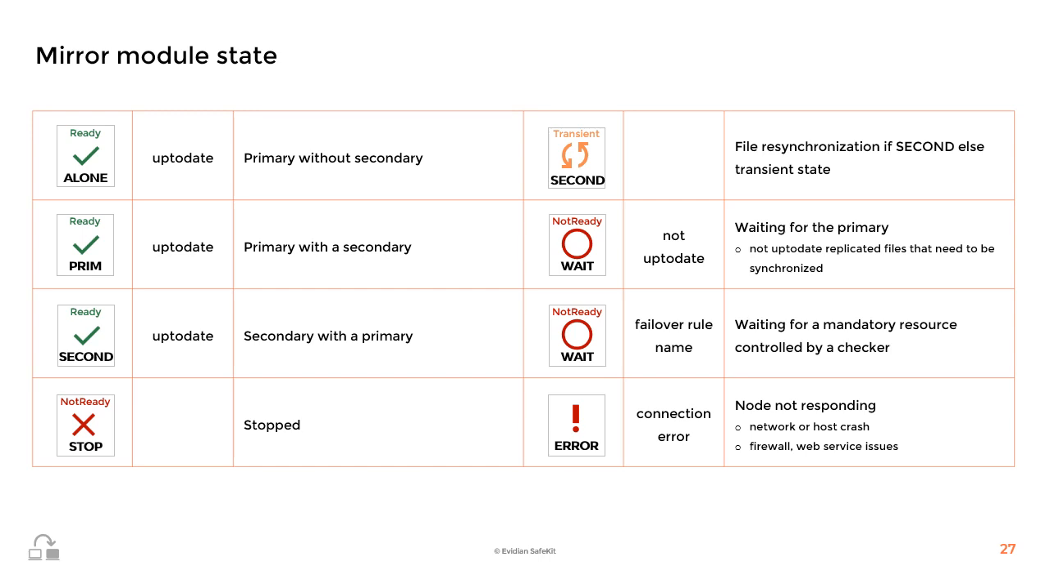When the state is wait, the color is red, and the message is not up to date, it means that the node is waiting for the start of the other node as it does not have up-to-date data. If the state is wait, the color is red, and the message is a failover rule name, it means that the node is waiting for a mandatory resource controlled by a checker before starting. Finally, if the state is error, it means that the console cannot connect to the node because either the node has crashed or there is a communication issue between the console and the node, such as a firewall issue or the web service not running on the node side.